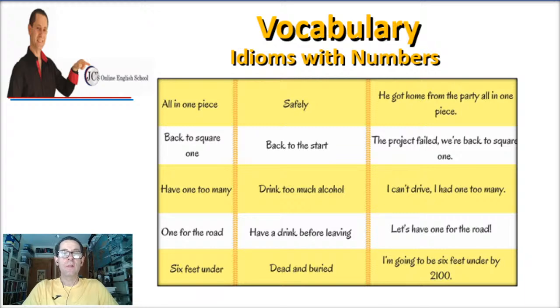A good example is, he got home from the party all in one piece. He probably drank a lot, but yeah, he got home from the party all in one piece. He got home safe or safely. Okay, next one. Back to square one. Back to square one means back to the start. You've been working really hard, and you said, man, I made a mistake. Back to square one again. For example, the project failed. We are back to square one. Yes, that usually happens sometimes. You're working hard on something and you make a fatal mistake and you're back to square one.